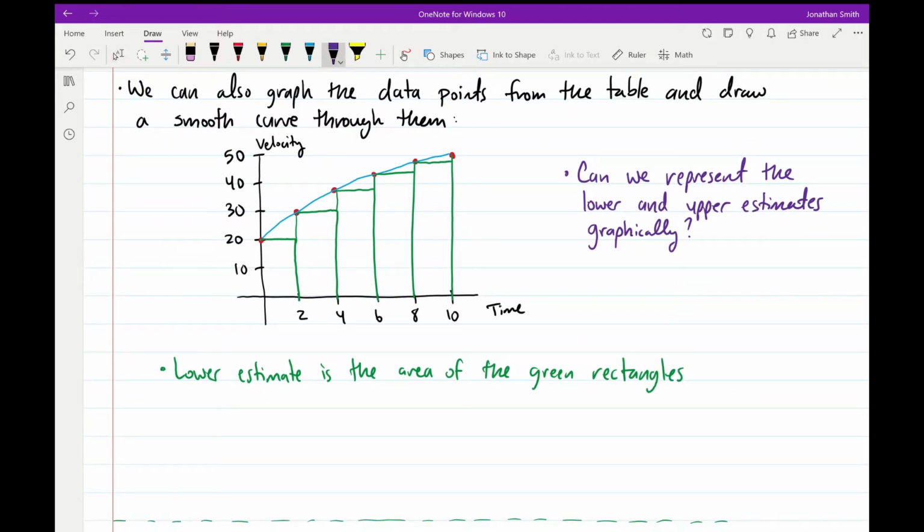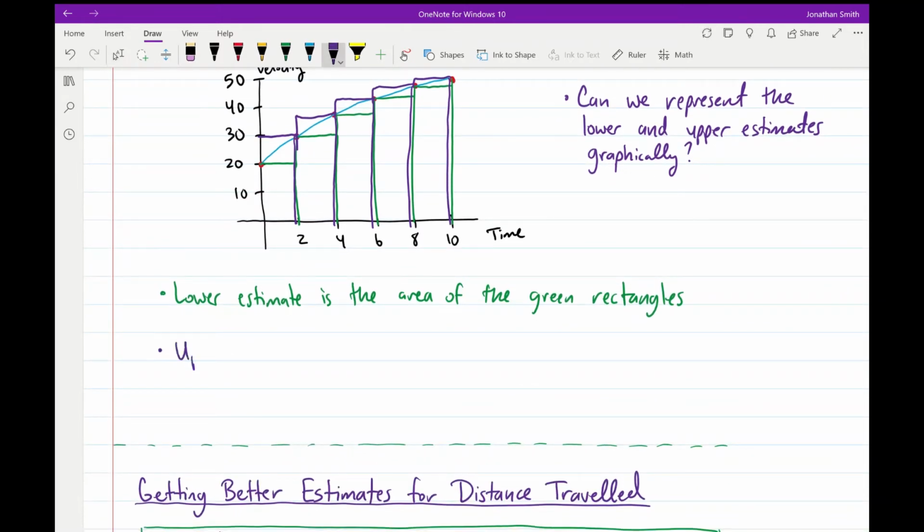And to represent the upper estimate, I'm also going to draw rectangles, but this time the height of each rectangle is going to be determined by the dot on the right-hand side of each of the intervals. So now I get these purple rectangles that look something like this. Okay, and the upper estimate is the area of the purple rectangles.